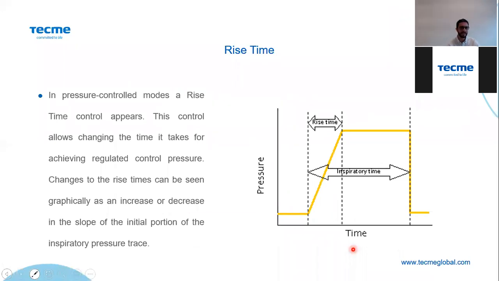Okay, this control allows changing the time it takes to achieve the regulated control pressure. So this is a time, inside the inspiratory time, that the ventilator will take to reach the preset pressure.